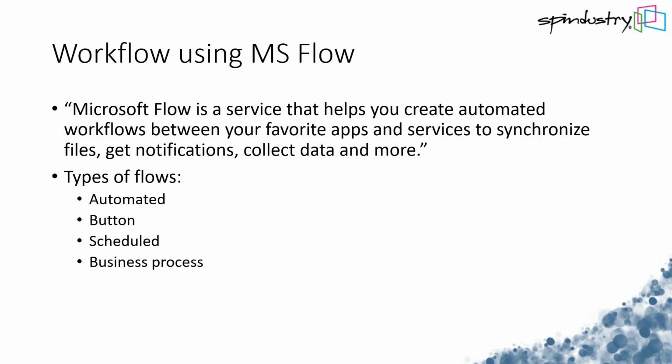So there are 4 types. This is what Microsoft says. They say that there's 4 types of flows out there. One's called automated. One they put in the bucket of button. One they put in the bucket of scheduled, and the other in the bucket of business processes. And so that's okay. Those names honestly don't make too much sense.